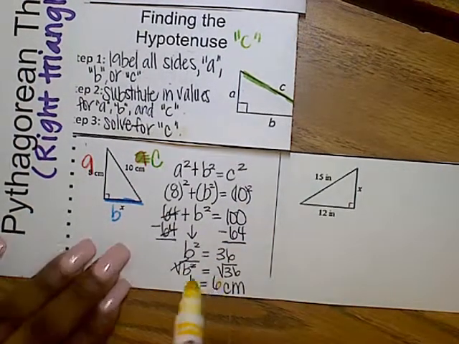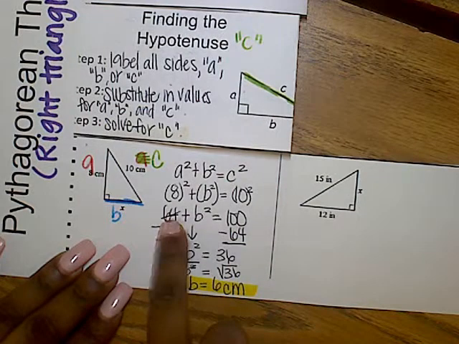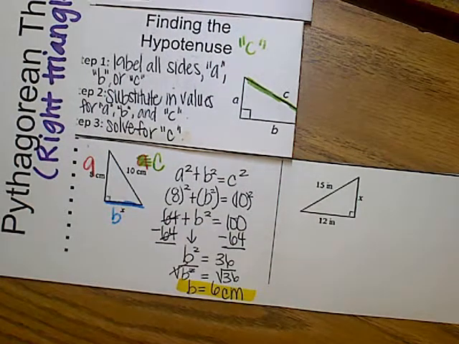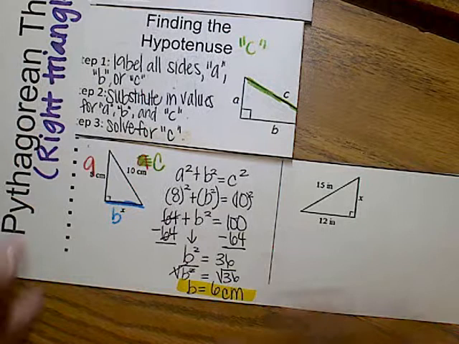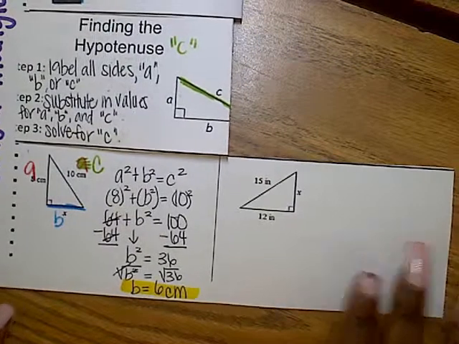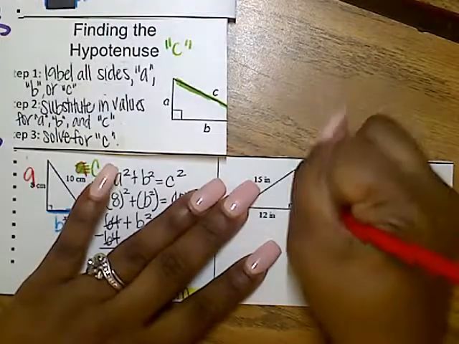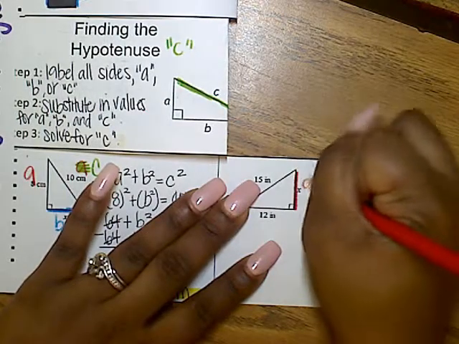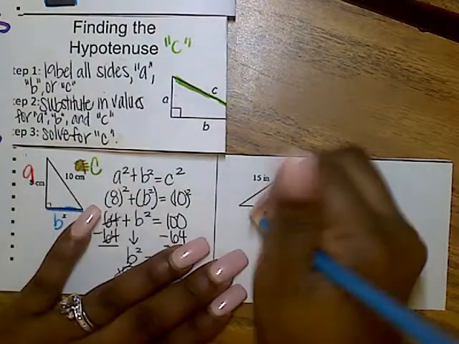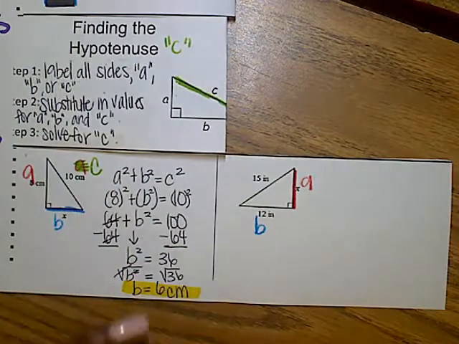So again, when you're finding a side, you have to get that B or A by itself by doing the opposite of addition, which we know is subtraction. Let's do the same on this side. So this side we're missing our A. So we're given B and we're given C.